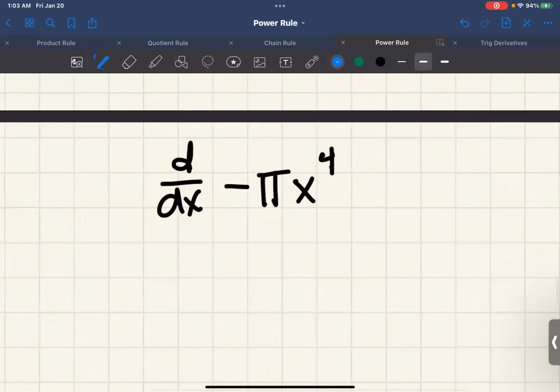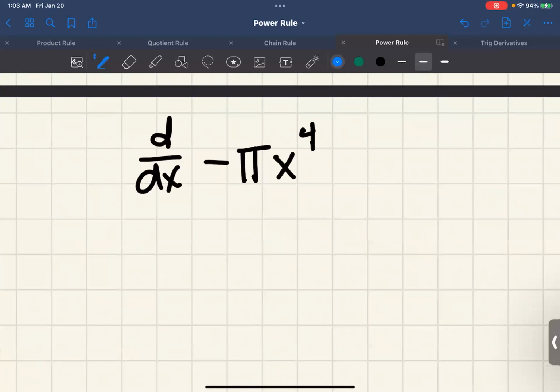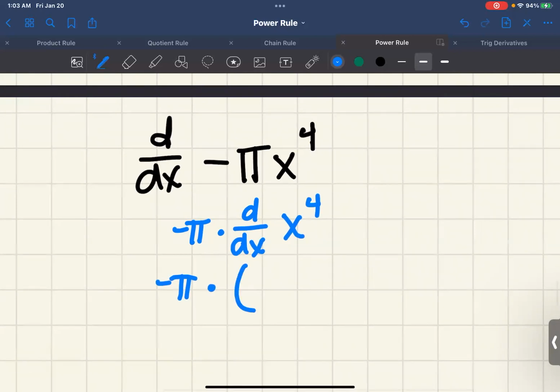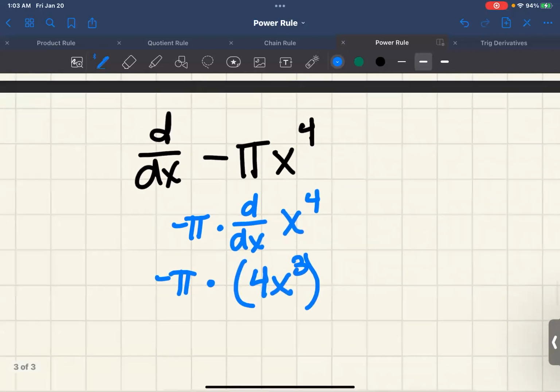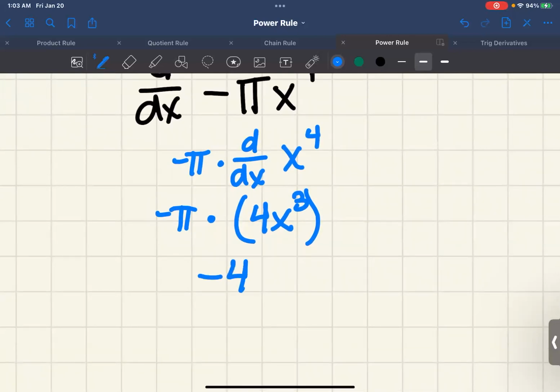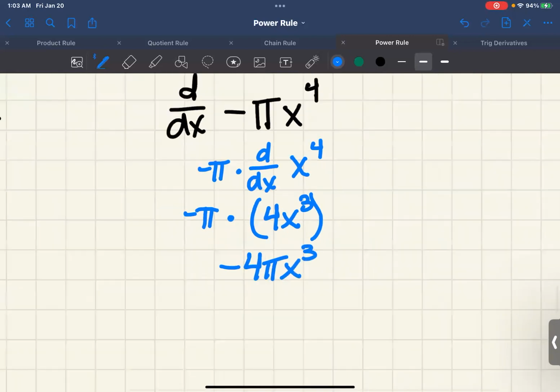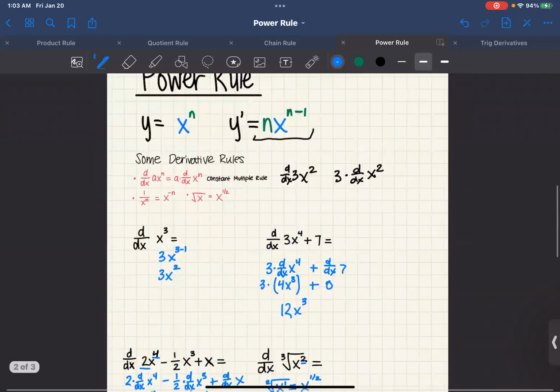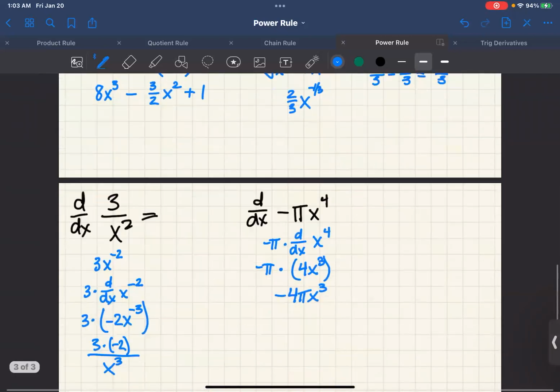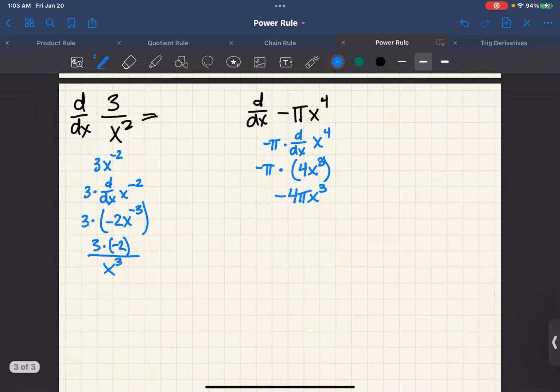Okay, for this last one we have this, and this is just to show that it's just a constant really. So any number, it's just going to be the same. So we can take negative pi and then times the derivative of x to the 4th. So negative pi, and then the derivative of x to the 4th is going to be 4x cubed. So we just have negative 4 pi x cubed as our answer. So the power rule is pretty simple. It's one of the first things you learn. You just got to remember how to do it because it'll come up for the rest of your calculus. So that's it.